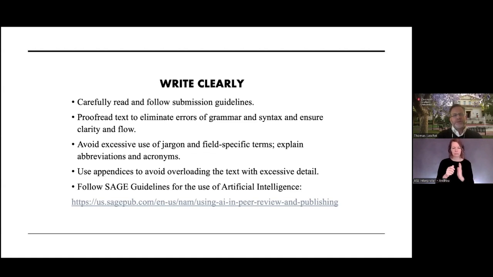And be sure to follow SAGE guidelines for the use of artificial intelligence. AERA is working on its own official policy in terms of artificial intelligence, but for now is following the SAGE guidelines, and you can find them at this URL.